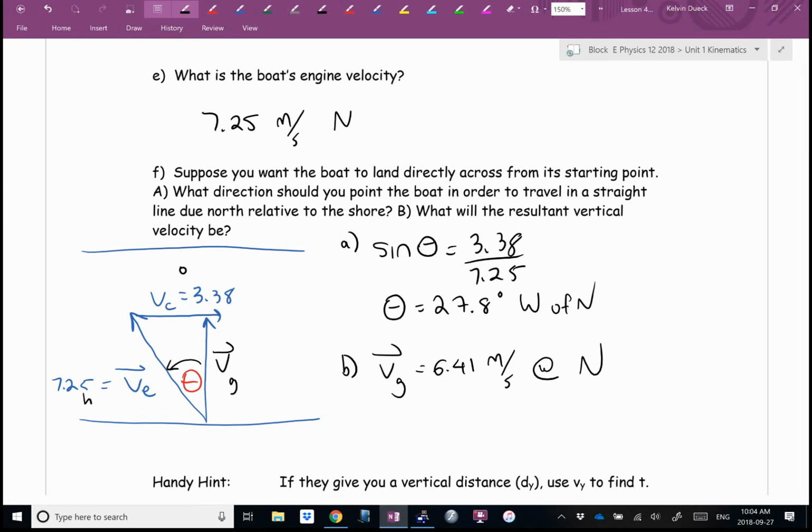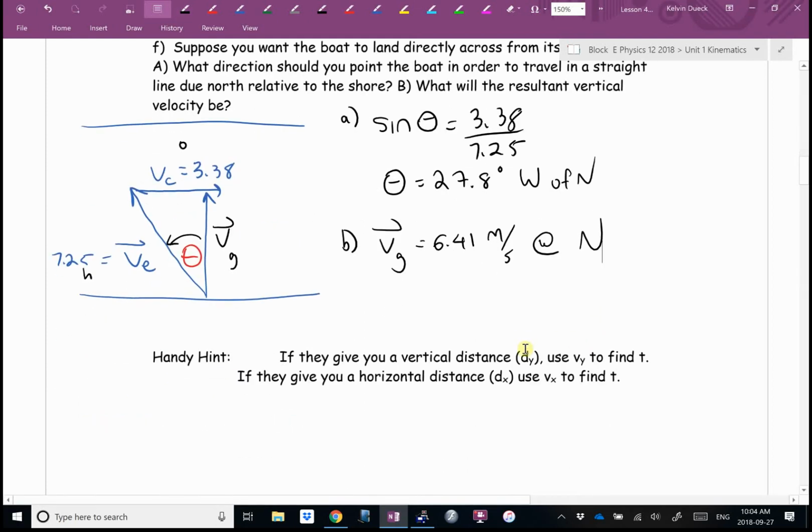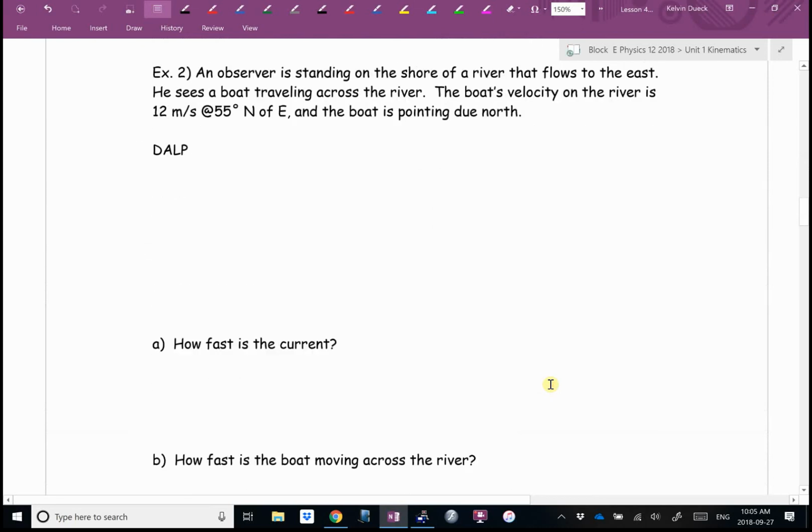Now I could even ask, if the river is 256 meters wide, how long will it take to cross? In other words, I can branch off into other questions as well now. There's a lot you can do with the river current pushing a boat sideways, or with the airplane wind pushing a plane sideways question. They're the same question. Handy hint, if they give you a vertical distance, dy, use vy to find t. If they give you a horizontal distance, dx, use vx to find t, and turn the page.